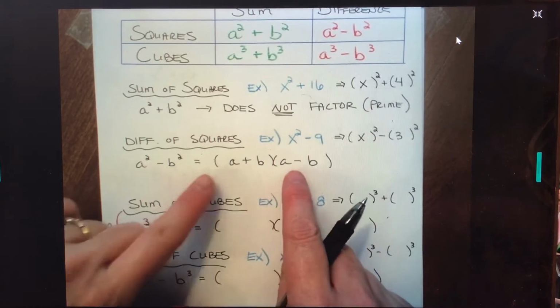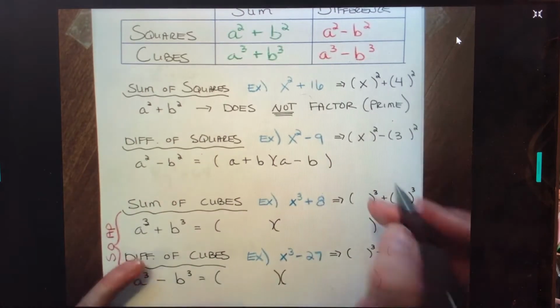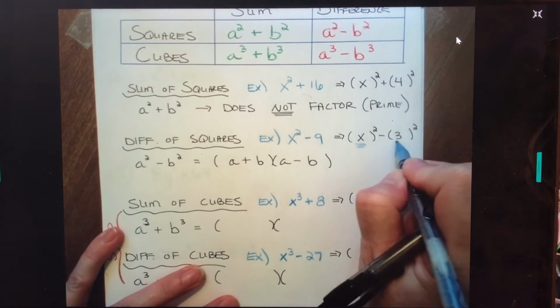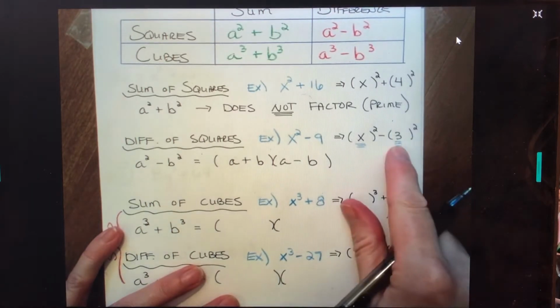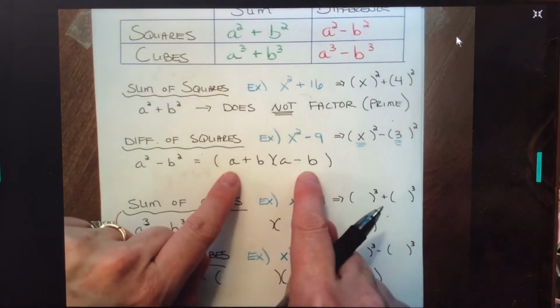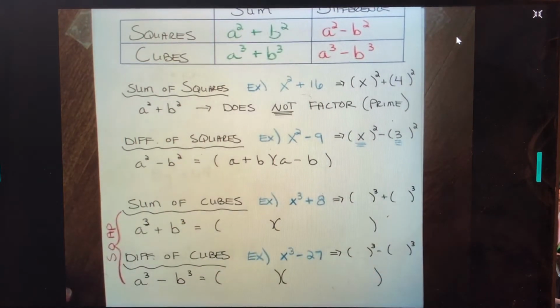So if I wanted to apply this formula to this problem, I can see that the x, that's the a, and 3 represents the position of the b. So I would simply take this a and this b and I would fill them in accordingly. And again, I'm going to do another example on the next page.